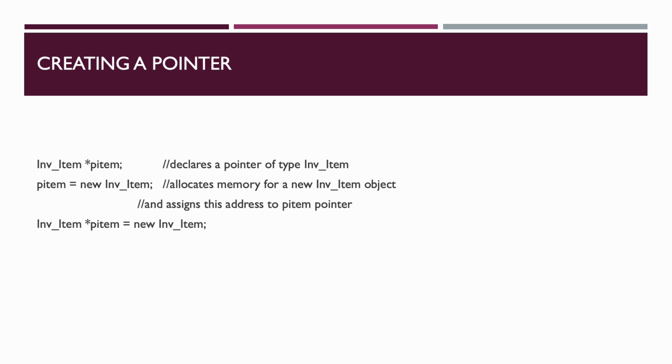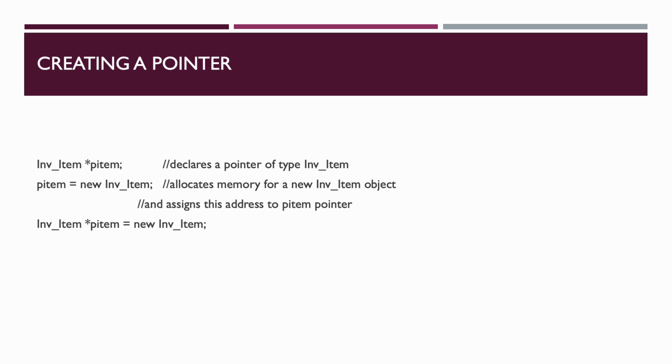Next line we have p_item = new inv_item. So this line is crucial because it allocates memory dynamically for an inv_item object using the new operator. The new operator allocates memory for an object and returns its address. This address is then assigned to the p_item pointer. By doing this, p_item now holds the memory address where the new inv_item object is stored.